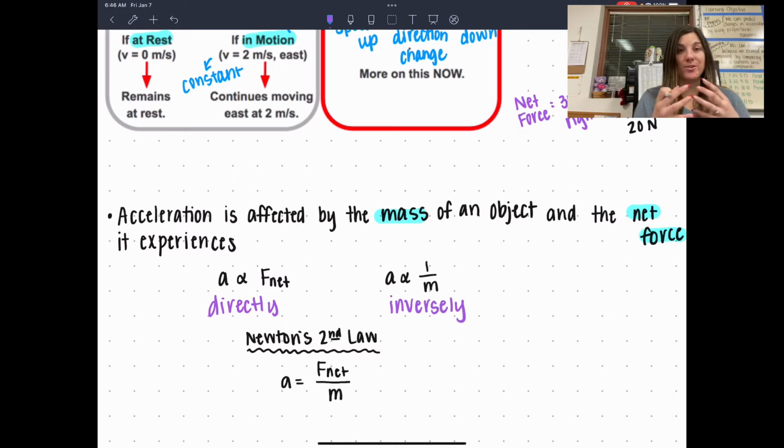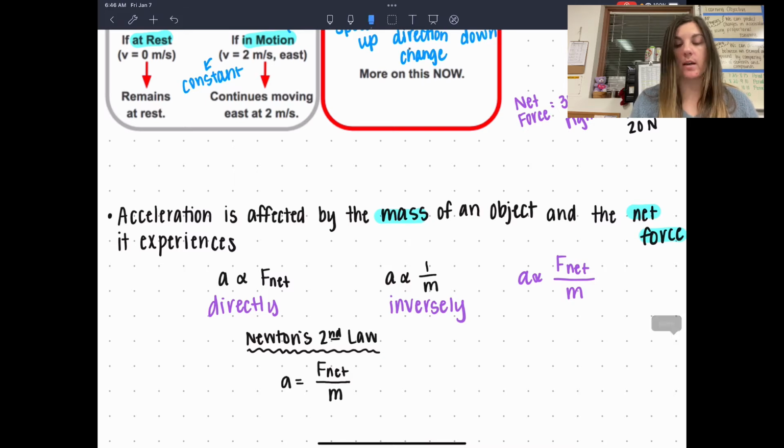So if I were to put these two relationships together to make an equation, what I would see is that acceleration is proportional to the net force divided by the mass. And if there was a constant that was keeping these two sides from being equivalent, like a K constant, I could leave my statement as that.